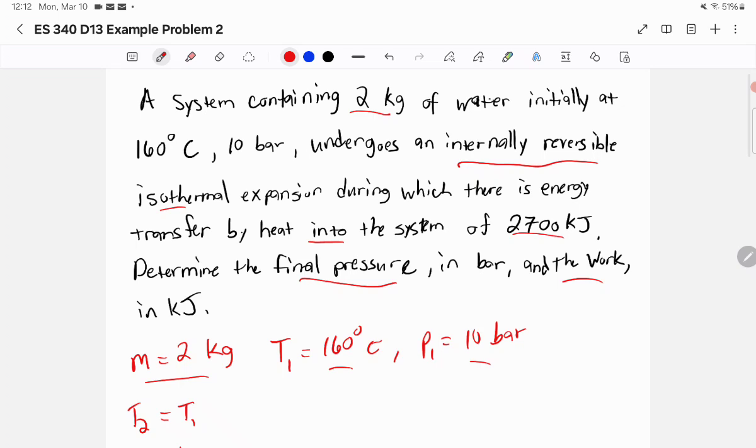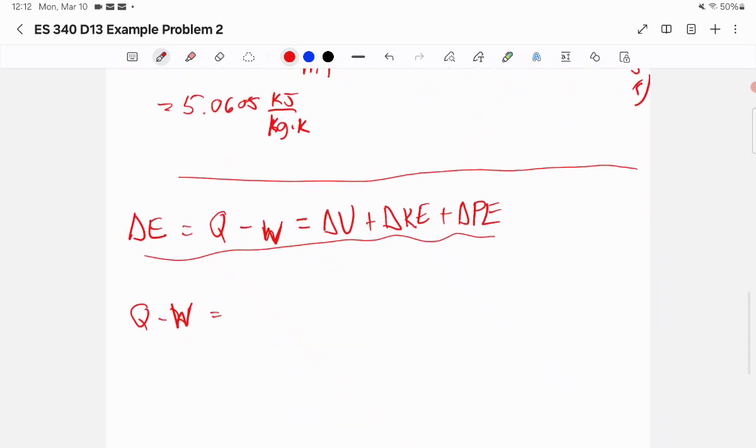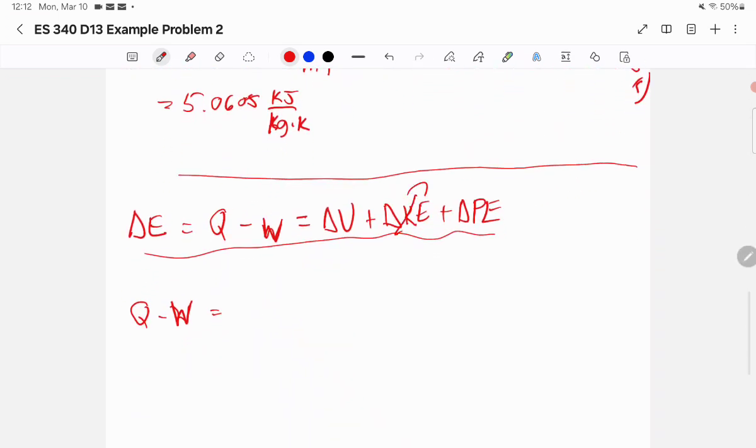notice I'm going to drop some of those terms, because I don't have any information that would tell me what the change in height would be in this case, or of the mass of water, or anything that indicates to me the velocities. So I can ignore those terms that are related to that, which would be the kinetic energy and the potential energy terms.